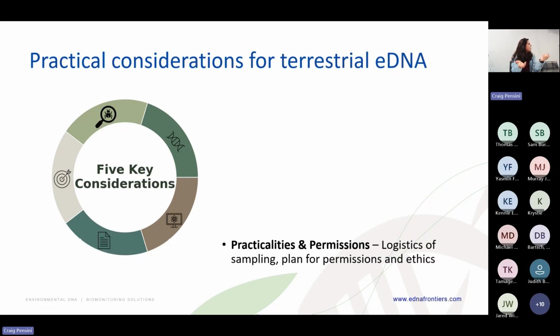And the last thing is the practicalities and the permission. We have to think about the logistics, the plan, permissions, ethics. For example, if we are going to sample nest boxes, we had to get permissions from the ethics committee because the animals might be there and we were going to disturb them with our sampling.